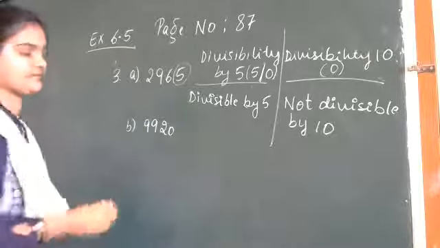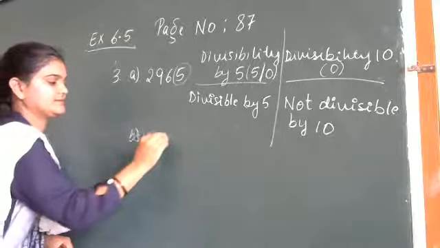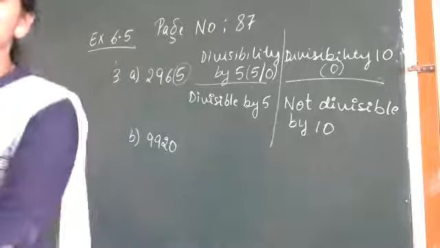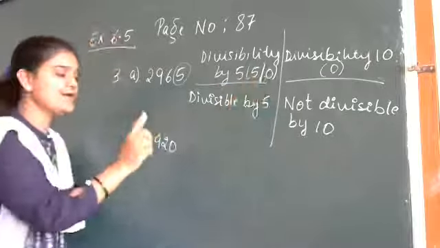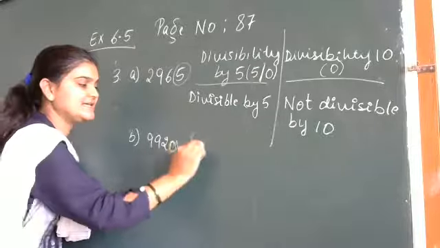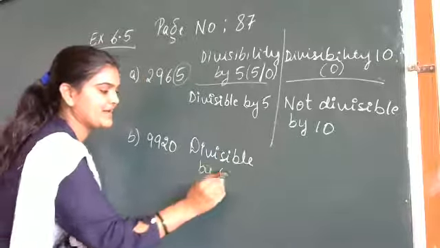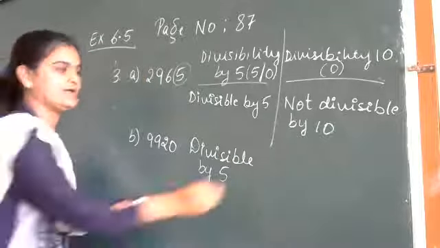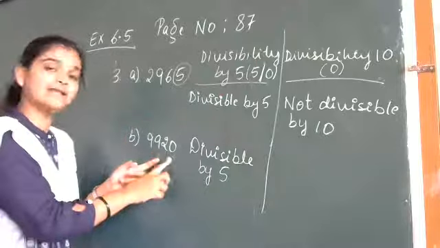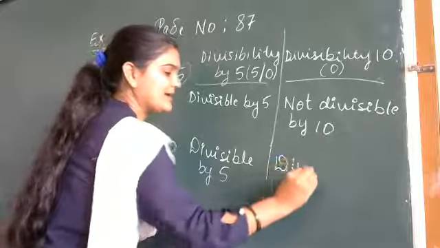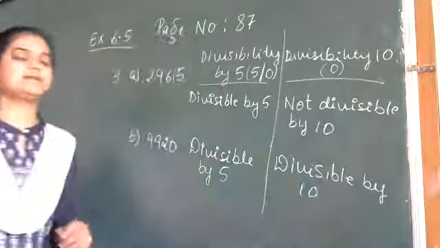Now we are checking 10. 9,920. Why? Because for divisibility by 5, it should be either in one's place as 5 or it should be 0. We are having 0. So it is divisible. Yes, it is divisible by 5. And now for divisibility by 10, it should be compulsorily only 0, which is already there. So divisible by 10. Is it clear to everyone?